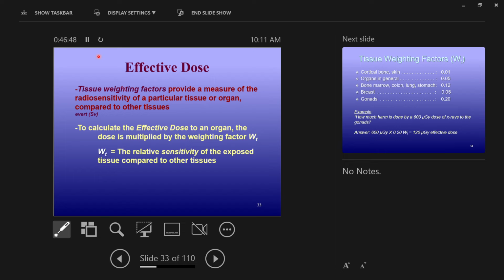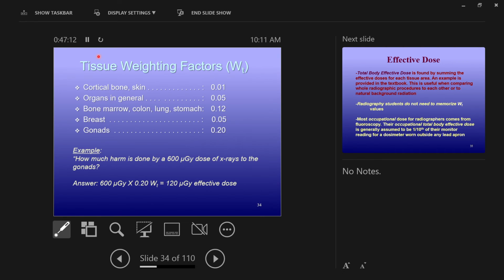Those two things, the rate of mitosis and the amount of specialization, determine how radiosensitive a body tissue will be. So with all that said, because different body tissues are different, we need to know something called the tissue weighting factor. We need to include what type of tissue is being irradiated to determine the overall amount of harm that's going to come from this. So that tissue weighting factor is listed as a capital W subscript T, the relative sensitivity of exposed tissues.